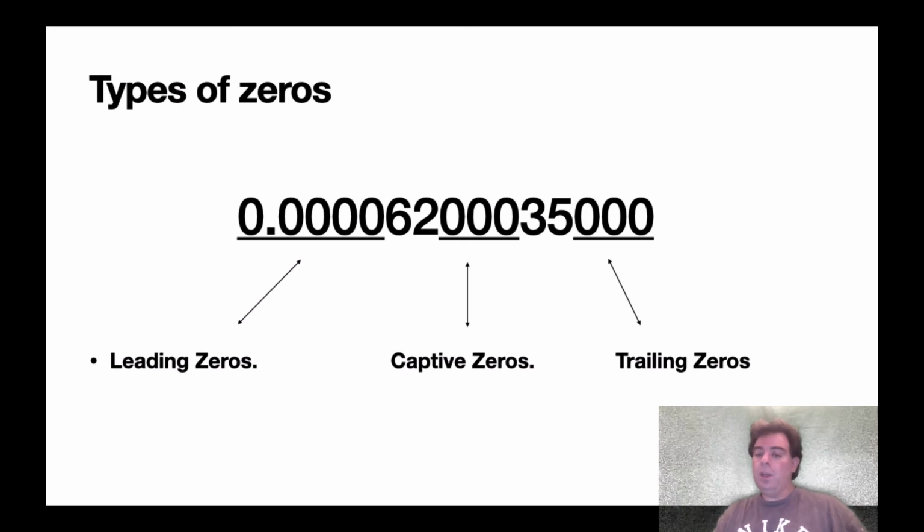And then finally, we have the trailing zeros. The trailing zeros are immediately to the right of the last non-zero digit. In this case, it is going to be 5. So let's see what the rules are.